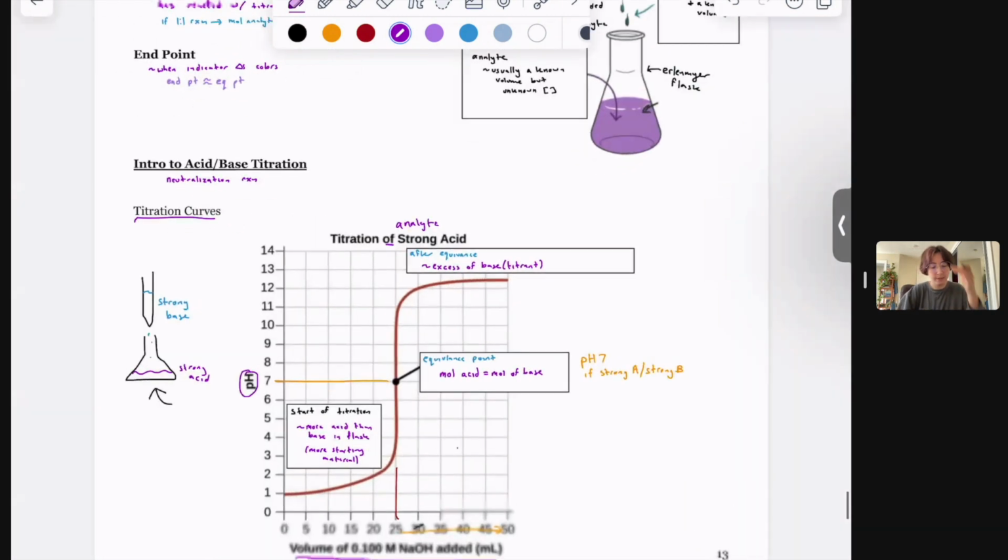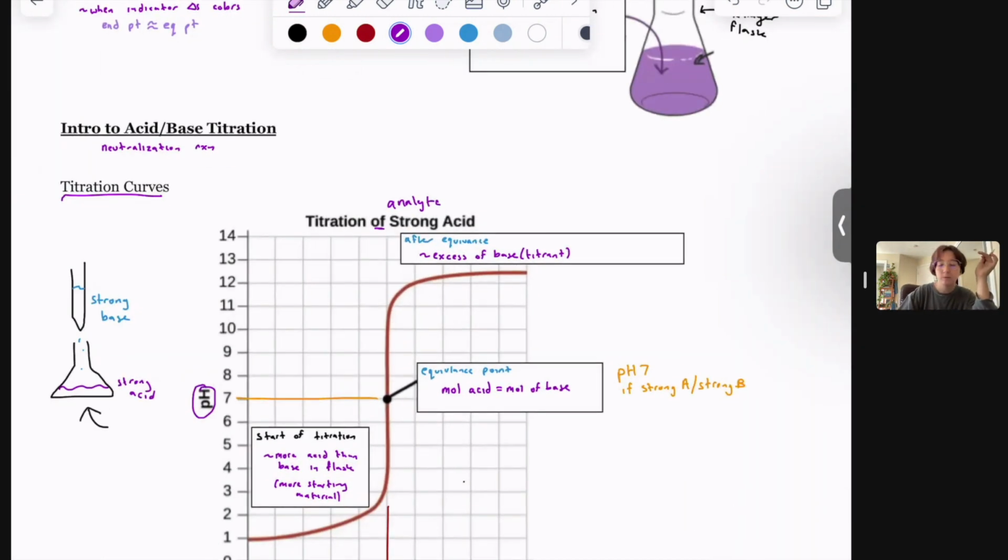Okay, so that's the basic setup. That's all I wanted to cover for this. We'll talk more about this and see some examples in class.